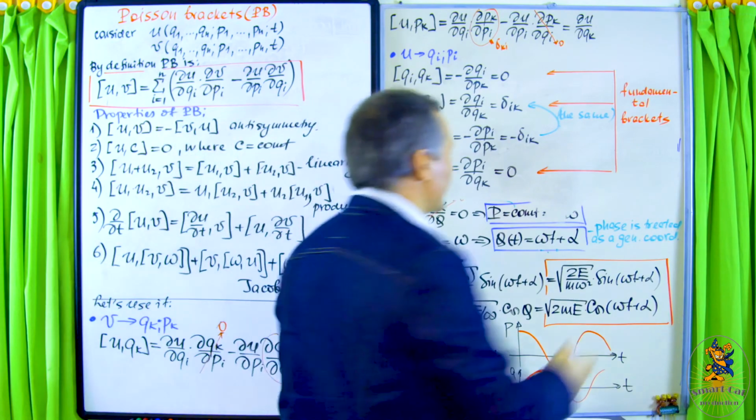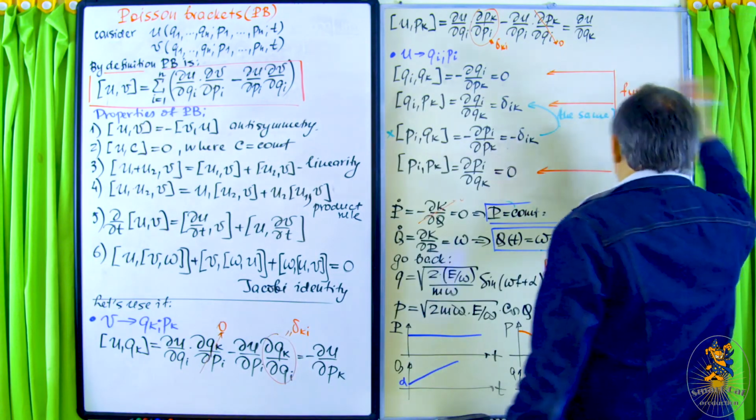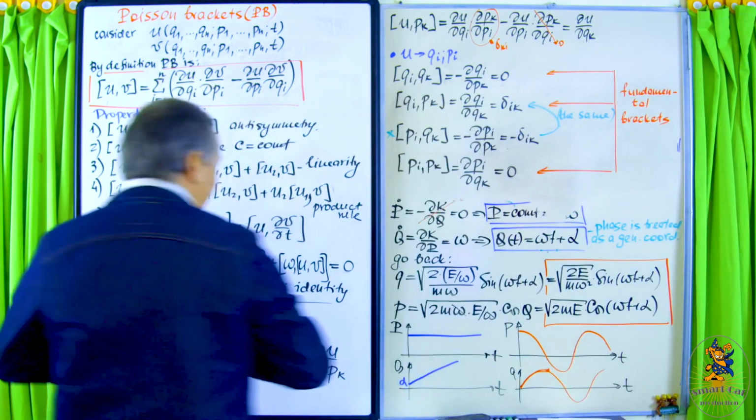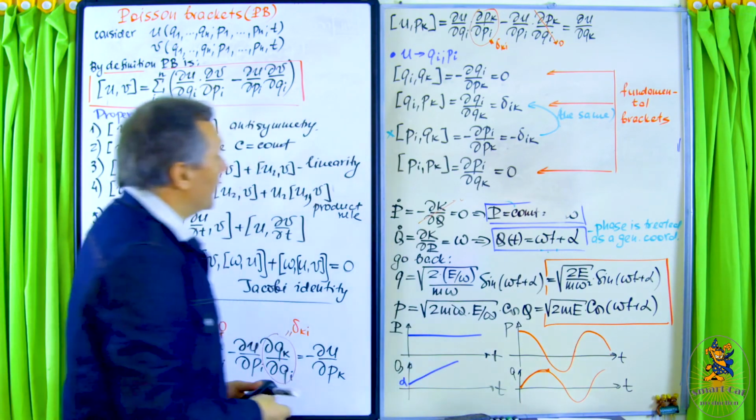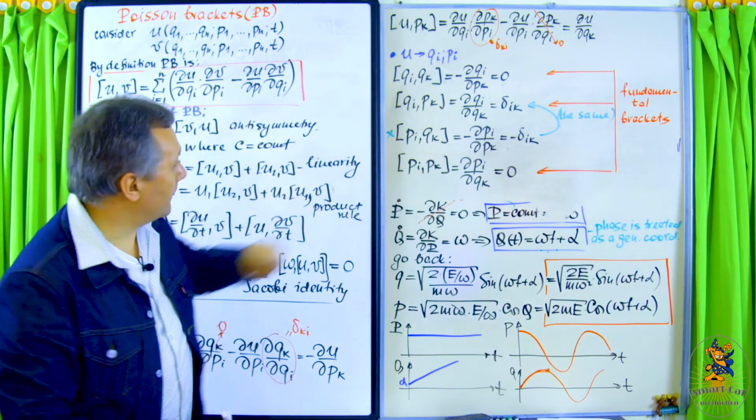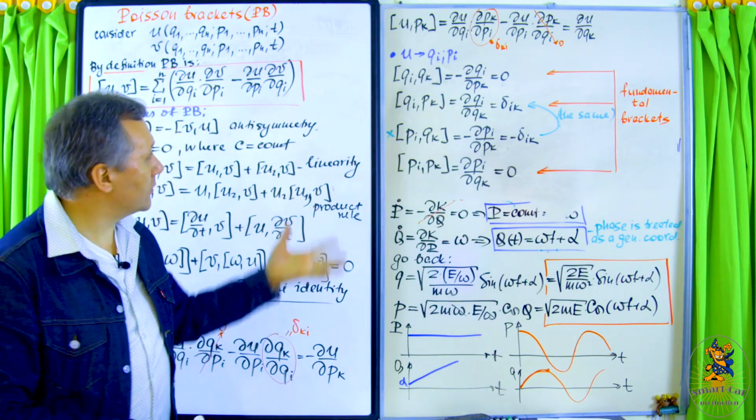Fundamental Poisson brackets, probably. Okay, yeah, you got it. Of course, it's Poisson brackets. All right, so we're going to use them. All right, so now what's next?